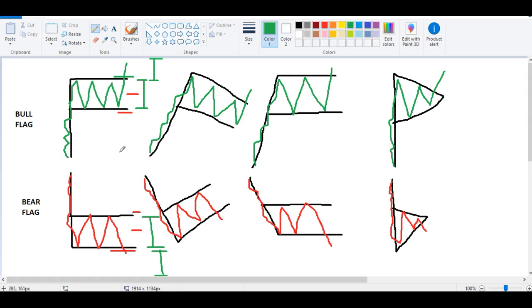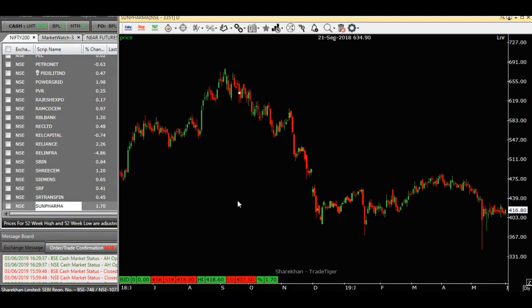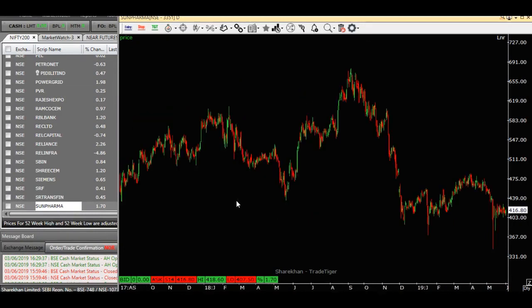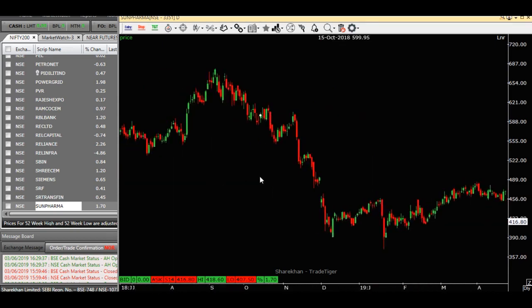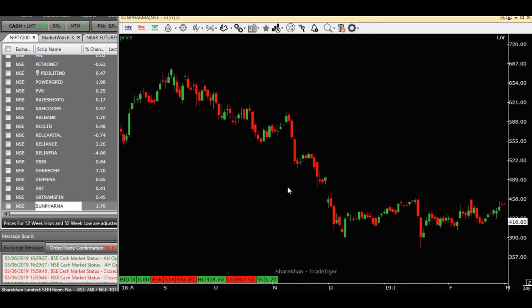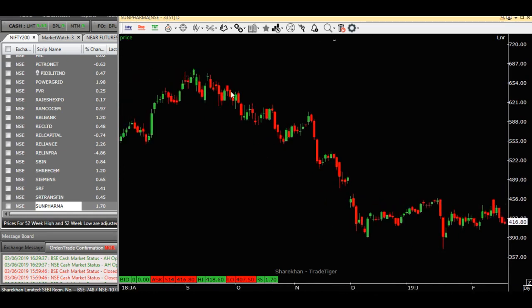So now that you've seen these different formations, let's go on the charts and see what a flag pattern actually looks like. So I have Sun Pharma here, the daily time frame. Let's look at a few bear flags, because from this point till this point, price was in a downtrend.